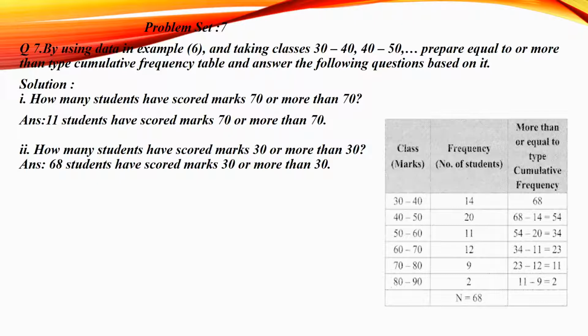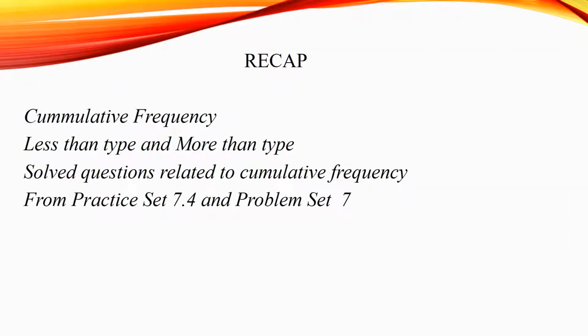Now, next question. How many students have scored marks 30 or more than 30? Now, in the first class 30 to 40, we have cumulative frequency, that is 68. So, 68 students have scored 30 or more than 30. Now, two questions of problem set 7 and the remaining questions from 7.4.